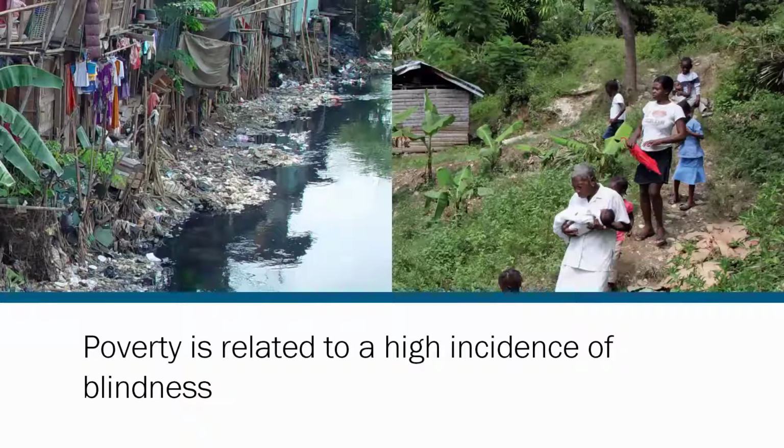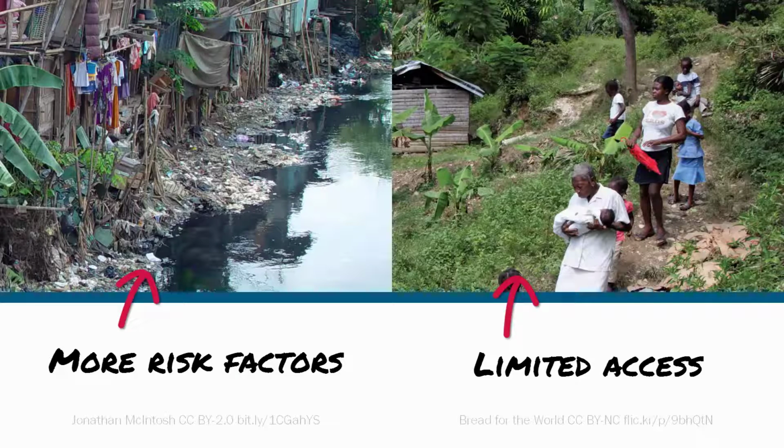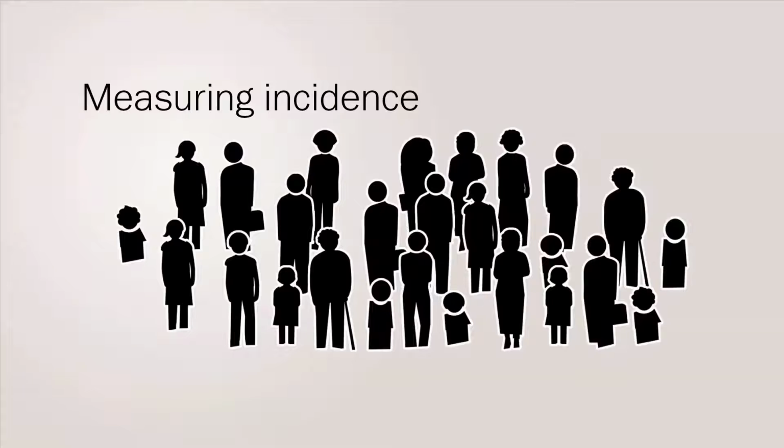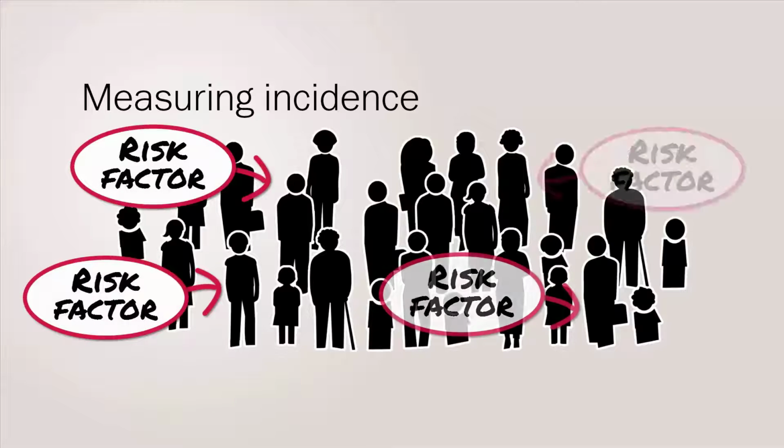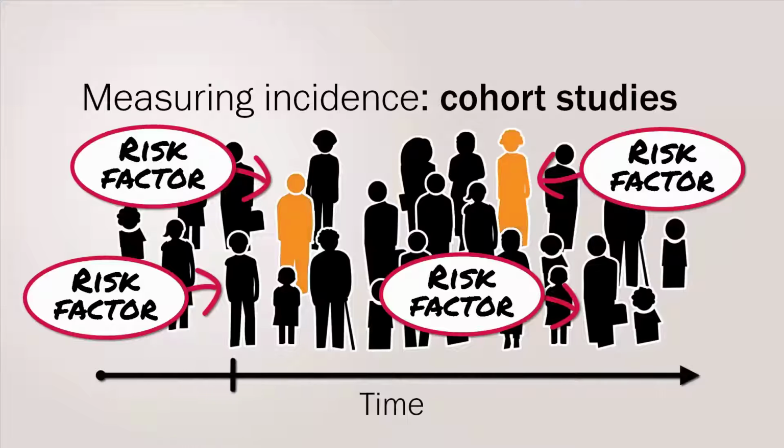Poverty is related to a high incidence of blindness. The reasons for this are that poor people are exposed to more risk factors and have more limited access to treatment. We can measure the incidence of disease resulting from exposure to a risk factor in a type of study called a cohort study. In a cohort study, researchers follow a group of people at risk, but disease-free, for a period of time and see who, when, and how many develop the disease.